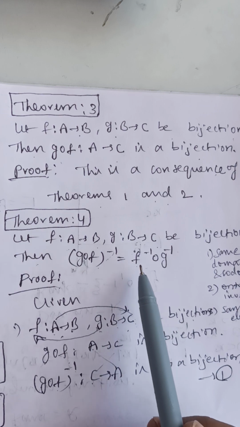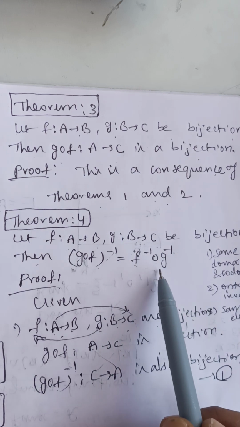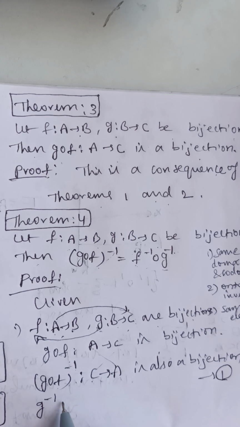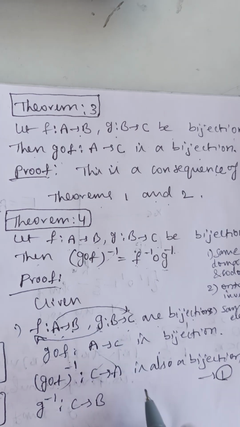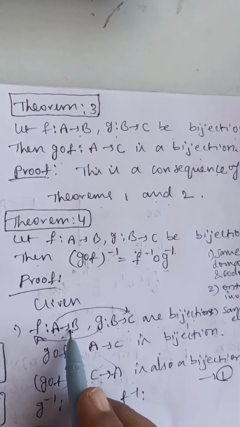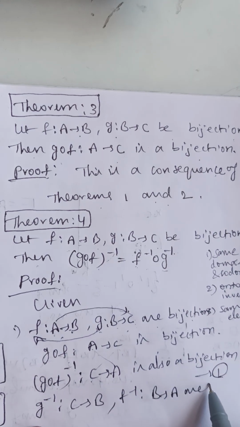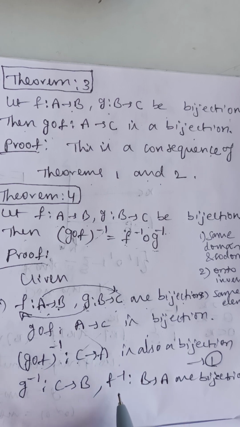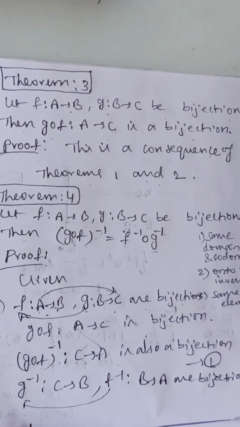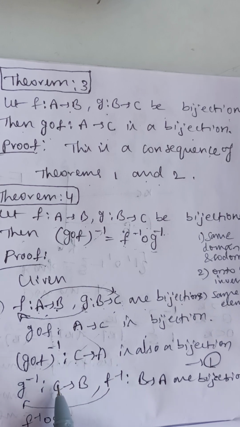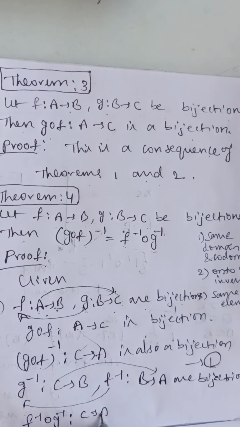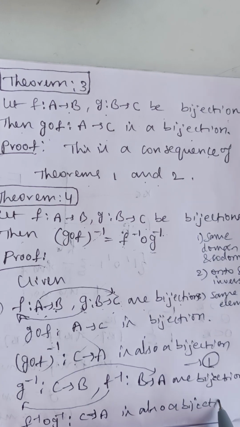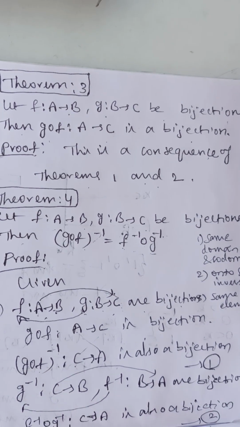Now the right hand side function, F inverse circle G inverse. So first you have to write about the second thing, G inverse. We know that G maps B to C, then G inverse maps C to B. And F inverse maps B to A. These are bijections. Then F inverse circle G inverse maps C to A is also a bijection. Let it be the second equation.